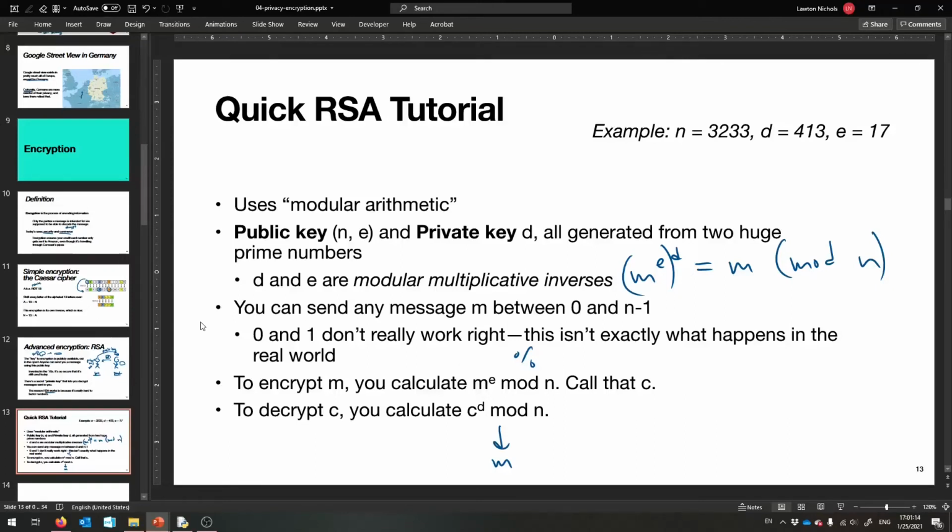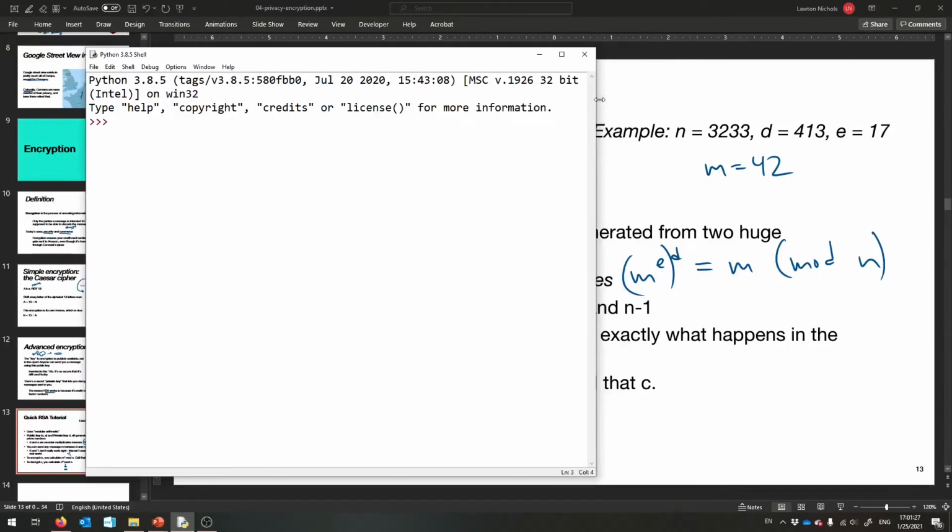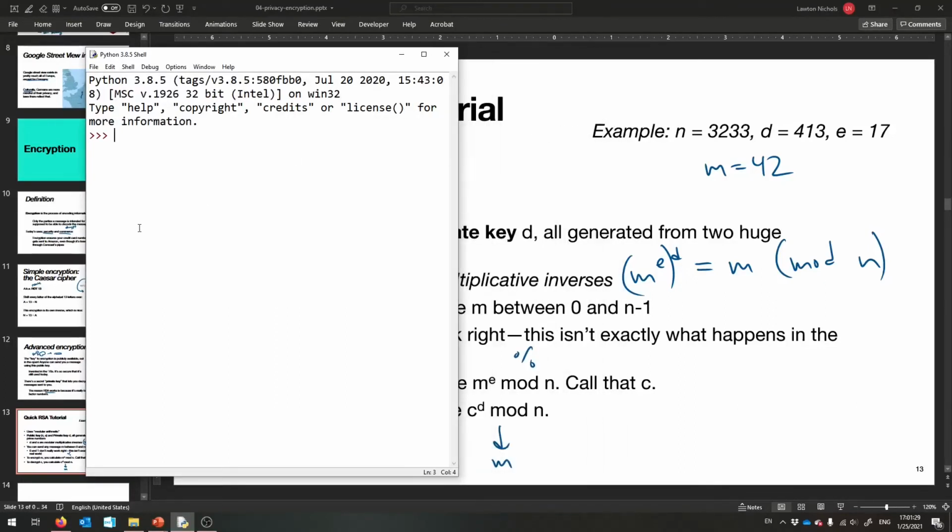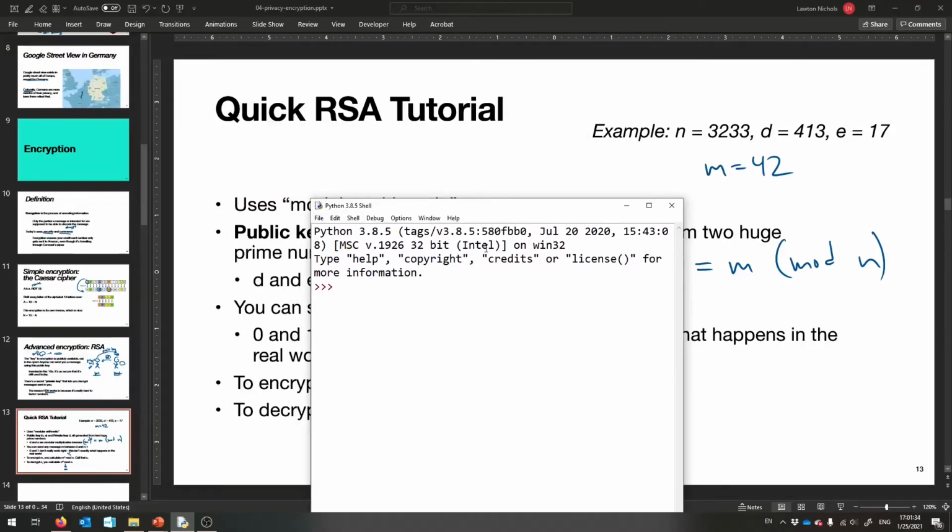That is the example. Let me show this to you very quickly. Let's pick our favorite message. I don't know. Let's say that our message is 42. So I'm going to use Python, which we're going to learn eventually in this class, don't worry, to do all this encryption just to show you how cool it is. And then we'll go from there. So here's my m. M equals 42. So now when I say m, it's just 42 that I get back.